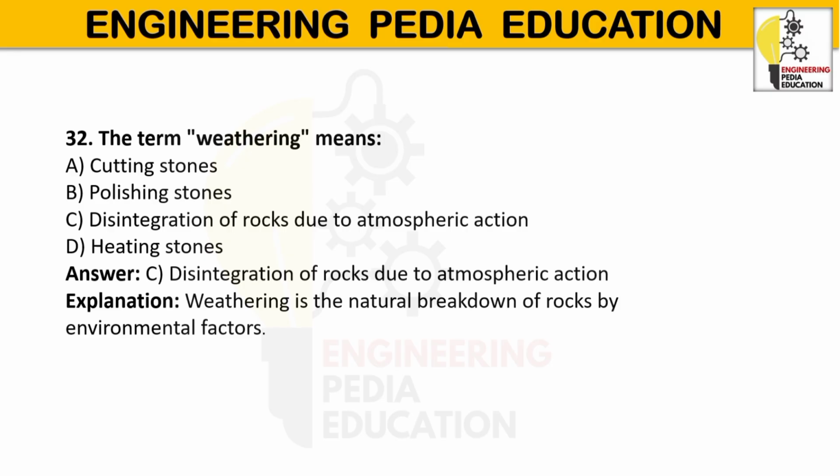And what are the main types of weathering? Chemical, physical and biological. Caused by temperature, which weathering? Physical. Important in building stone, which weathering? Physical weathering, as it affects the durability and service life of stone.